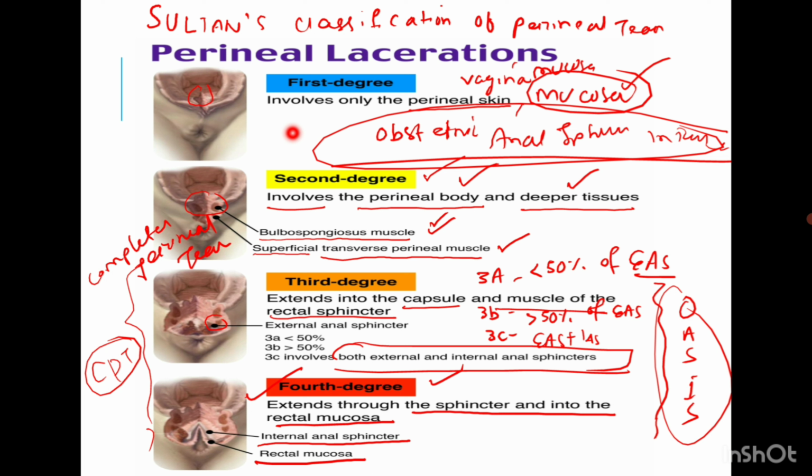3A is less than 50% of the external sphincter complex. 3B is more than 50% of the external sphincter complex. 3C is external sphincter plus internal sphincter, both 100%, and the fourth degree is the extension through the external and internal sphincter through the rectal mucosa, and you can see the rectal mucosa has been turned out. This is the internal sphincter.